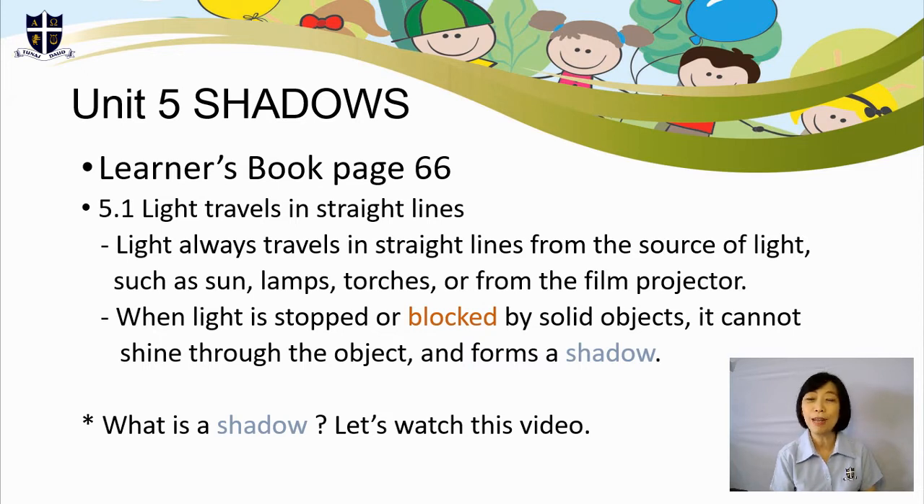What is source of light? Yes, the main source of light is sun. We have lamp, we have torches, and we have the film projector. When light is stopped or blocked by solid object, it cannot shine through the object and form a shadow. So, let's watch this video.